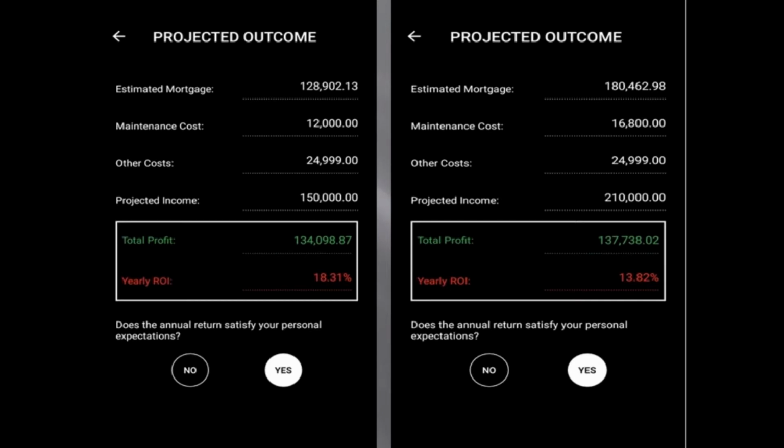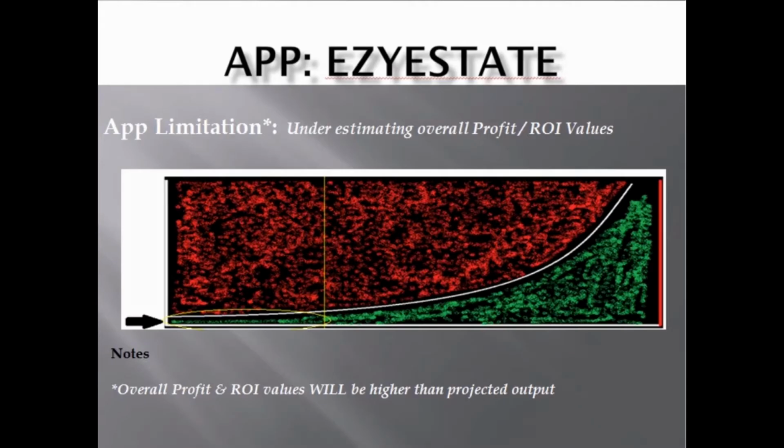Now, next we'll talk about the app limitation. So the limitation of EzyEstate is simply underestimating overall profit and ROI values slightly. Why does this happen?